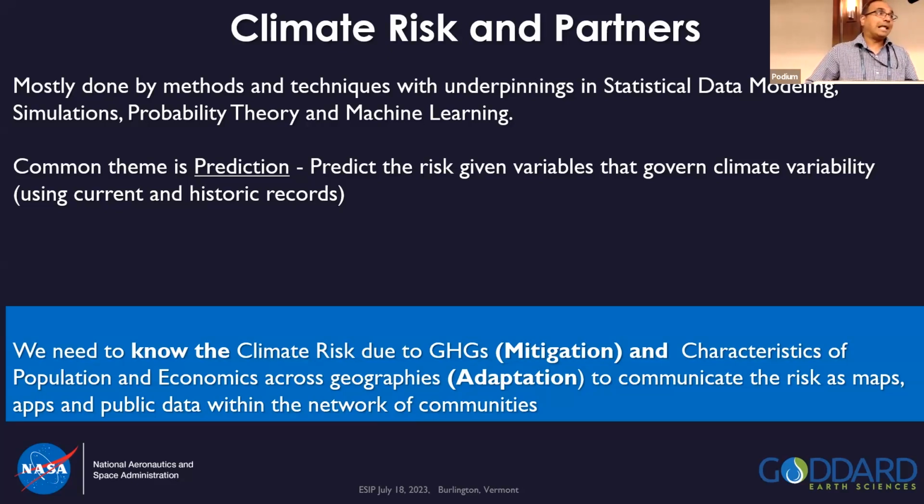We also need to know the climate risk ahead of time. So science teams at NASA Goddard and various interdisciplinary teams are working towards the approach of mitigation and adaptation by using the various Earth observing satellites we have and the data products that come out of it. Mitigation is all about trying to reduce the effect due to greenhouse gases, and adaptation is all about understanding the local population and economics so as to reduce the impact due to climate change.